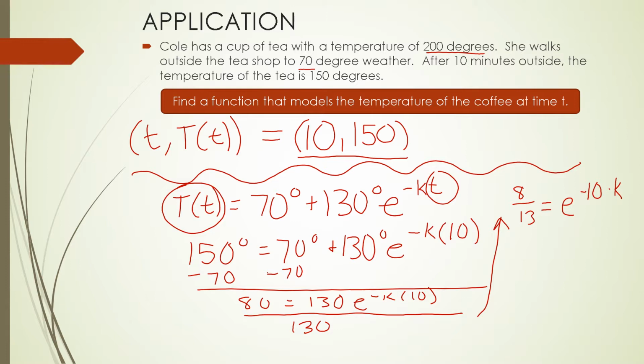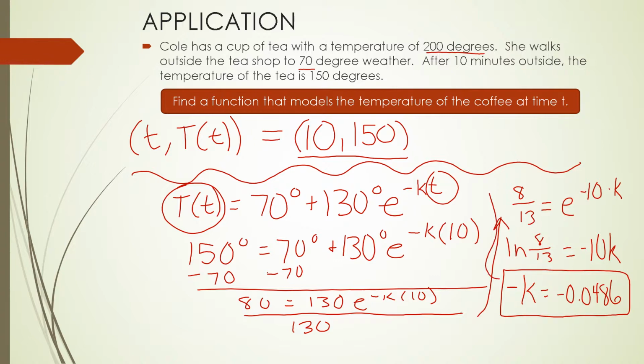And since we have an e here, we are going to take the natural log of both sides so we can get rid of that. This is what we end up with, and once we solve this using a calculator, we will get k equals negative 0.0486. And so now that we have solved for our constant, we are going to plug that back into our equation. And that is going to give us as follows. And this is going to be helpful when solving the rest of this problem.